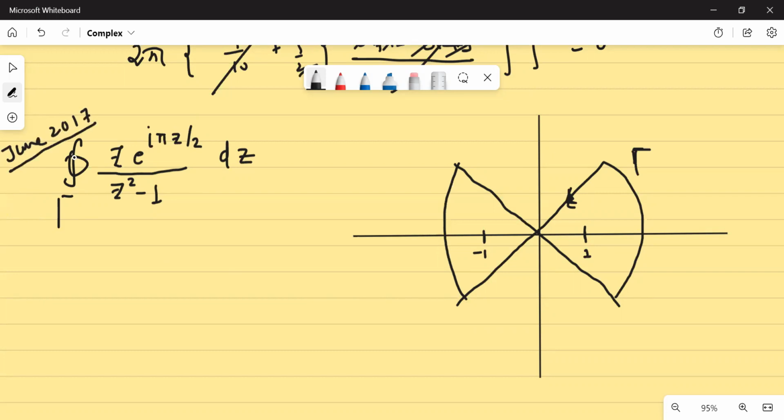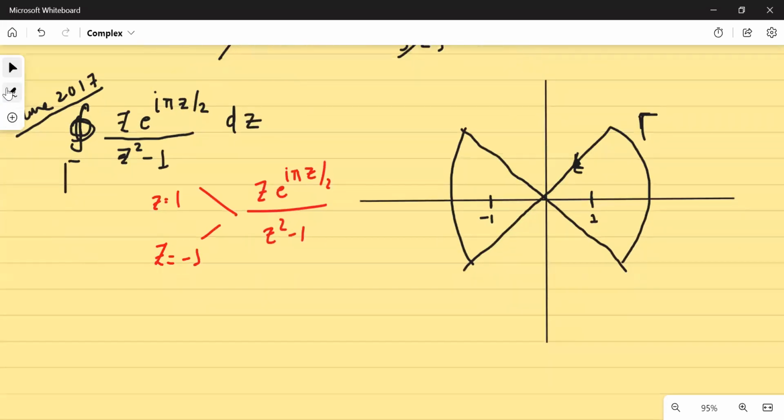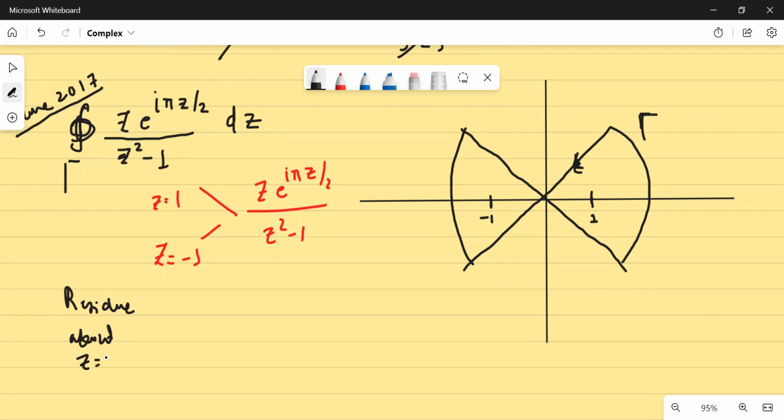Yes, sir. Okay, so how to do this problem? Let us see. You can clearly see that the singularities of the function z e to the power i pi z upon 2 upon z square minus 1 are 2: one is z equal to 1 and one is z equal to minus 1. So let us first find the residues. And clearly in the contour, z equal to 1 and z equal to minus 1 are both there.